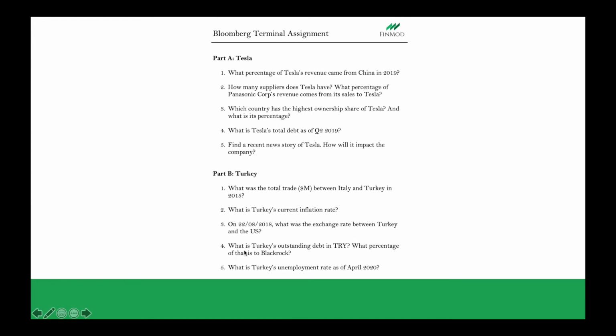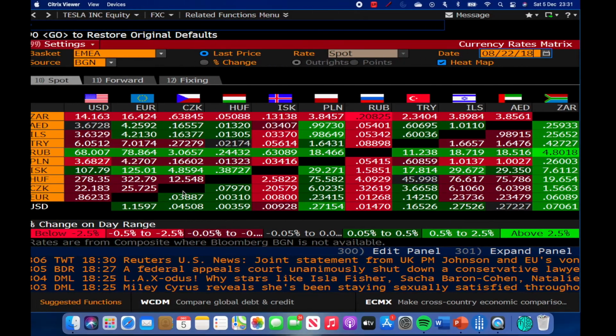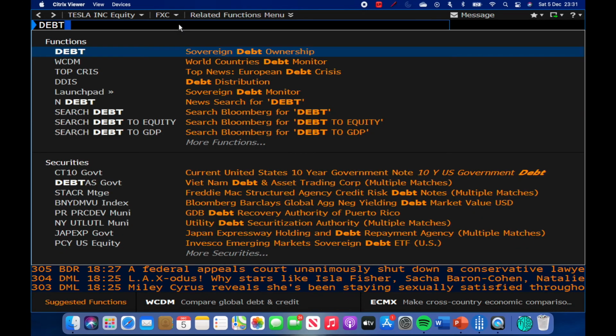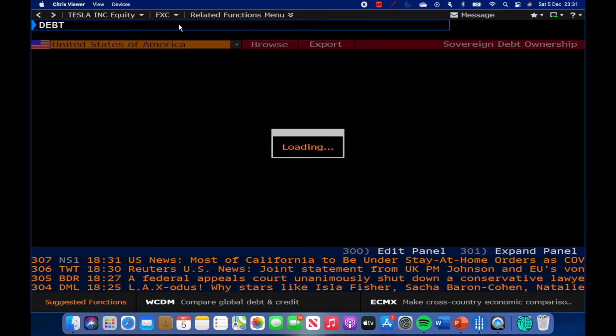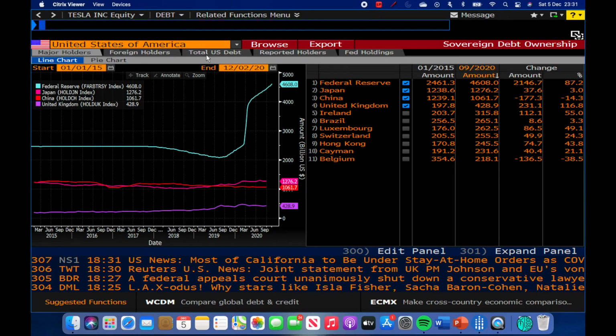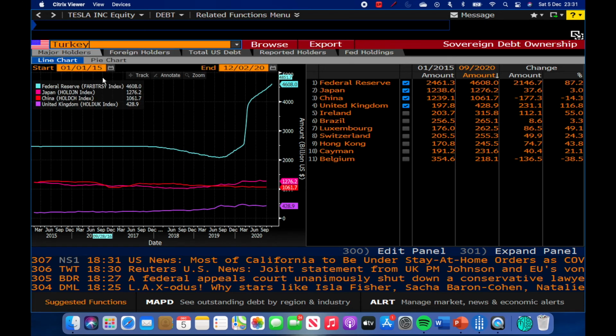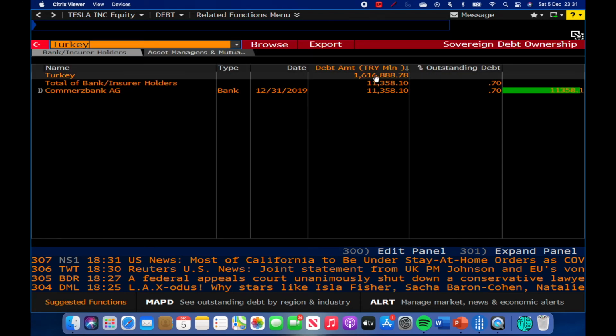Question 4 asks, what is Turkey's outstanding debt in TRY? What percentage of that is to BlackRock? To find the answer, we need to use the function debt, because this function looks at sovereign debt ownership. We click enter and wait. Once it loads up, it currently has the United States of America. We want to change that to Turkey. Wait for it to update, and here is the answer to the first part of the question, which asks for Turkey's outstanding debt in TRY, and here it is.